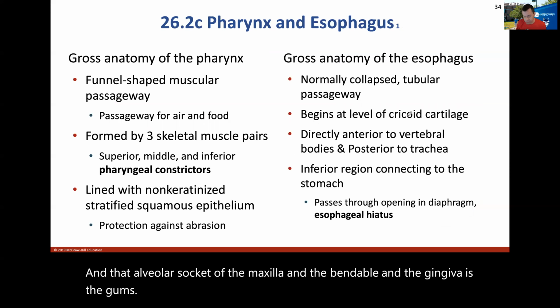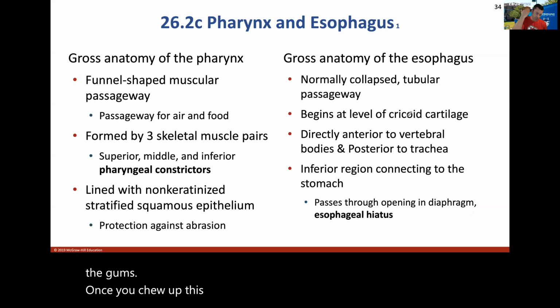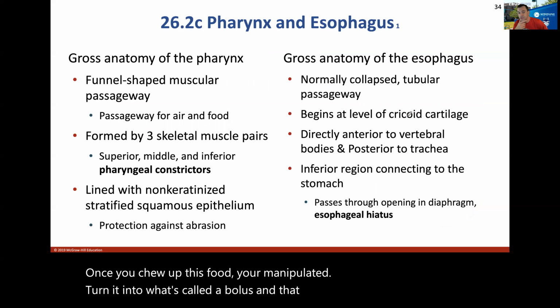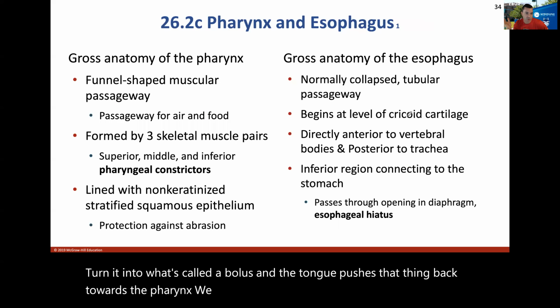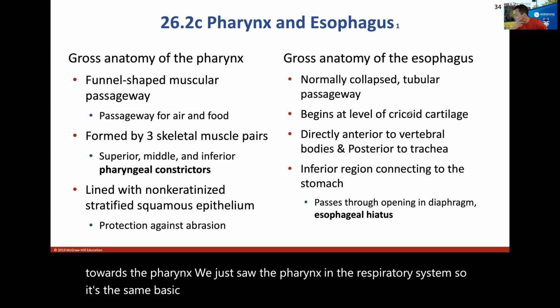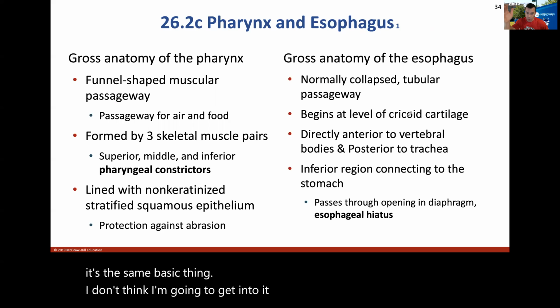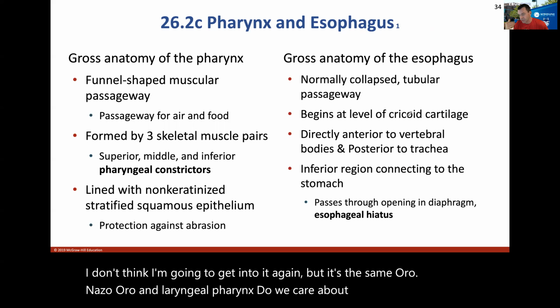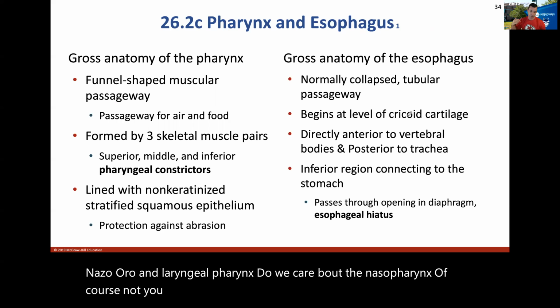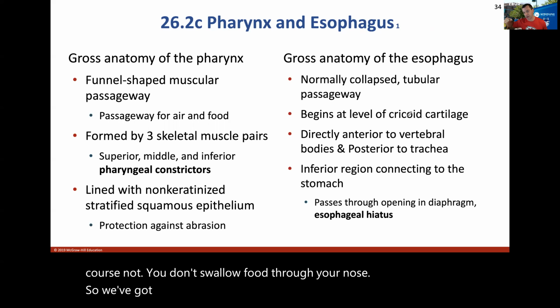Once you chew up this food, you manipulate it, turn it into what's called a bolus, and the tongue pushes that thing back towards the pharynx. We just saw the pharynx in the respiratory system, so it's the same basic thing. I don't think I'm going to get into it again, but it's the same naso-, oro-, and laryngopharynx. Do we care about the nasopharynx? Of course not. You don't swallow food through your nose. So you've got the oropharynx and laryngopharynx, and then to the esophagus.